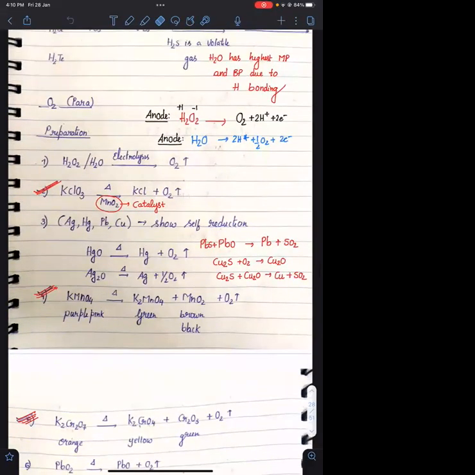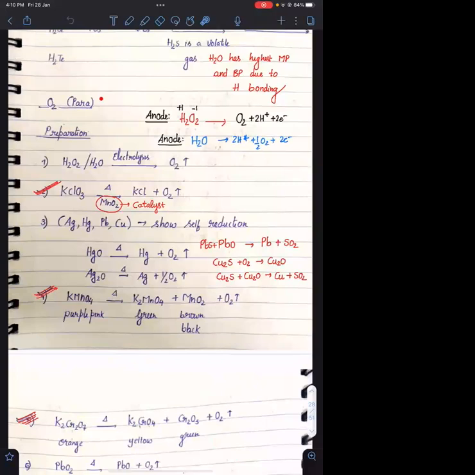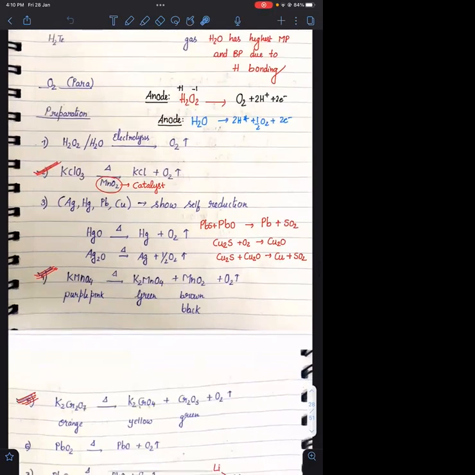In the compounds of group 16, we have started with the preparation methods of O2. The most important property of O2 is that it is paramagnetic, which can be proved by MOT, molecular orbital theory. In preparation methods, we have electrolysis of H2O2 or H2O. In electrolysis, if you are doing oxidation of H2O2 and H2O, you will be getting O2.